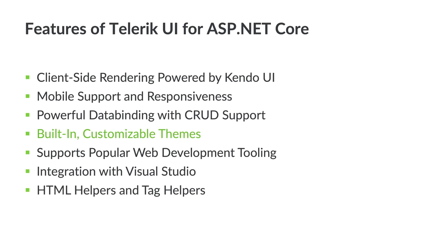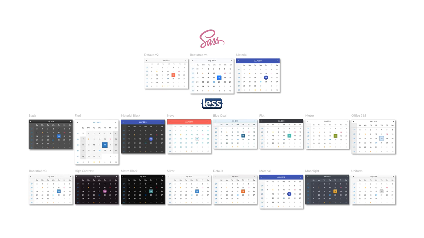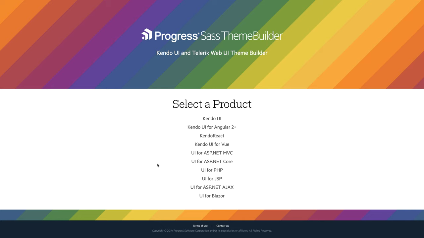Built-in customizable themes. With Telerik UI for ASP.NET Core, you can build great-looking web apps all without needing a designer. We ship a number of themes and support both SaaS and less.